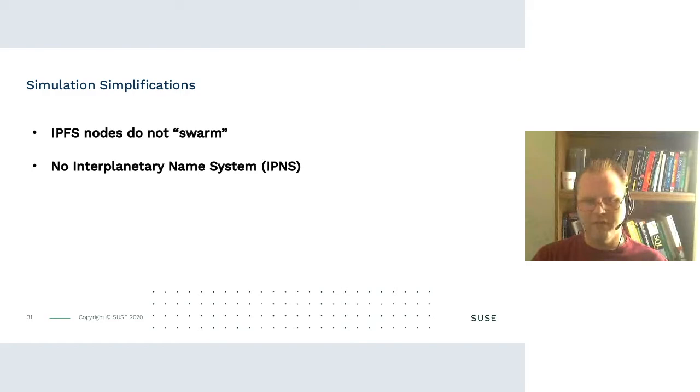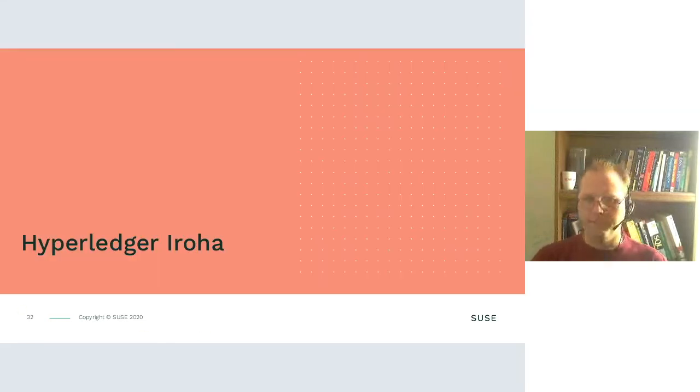Some simplifications that I made: the IPFS nodes in my simulation do not swarm, meaning individual nodes are connected manually through manual configuration. In a real IPFS network, the nodes can do what's called swarming, and they connect to each other automatically, and they search for nodes that are available. This simulation also does not provide the interplanetary naming system. Obviously, that would be well beyond the scope of this project. So my simulation can't rename or modify files. It can upload a new copy of a file with a different name, etc. But anyway.